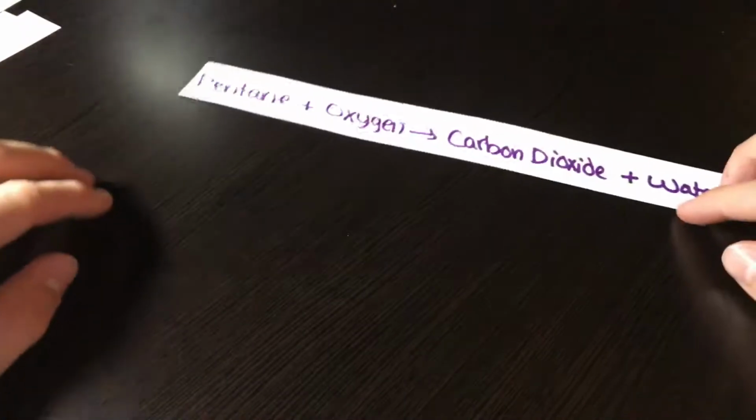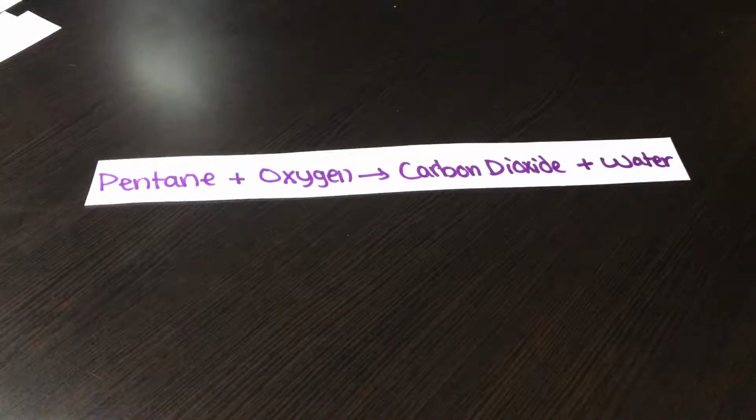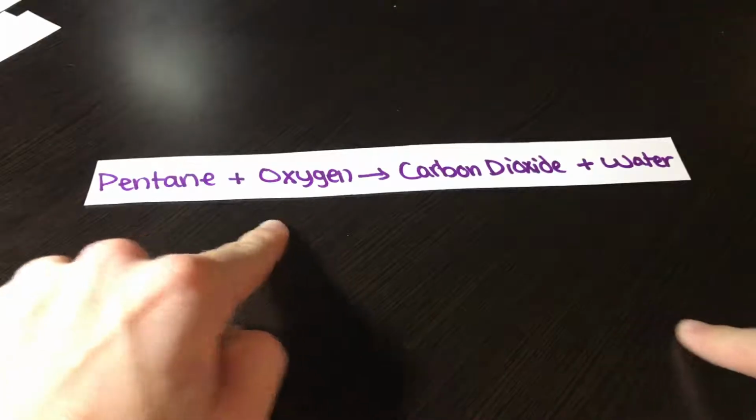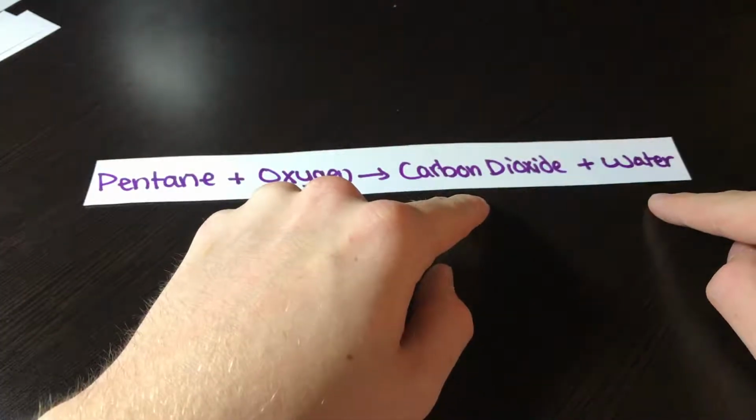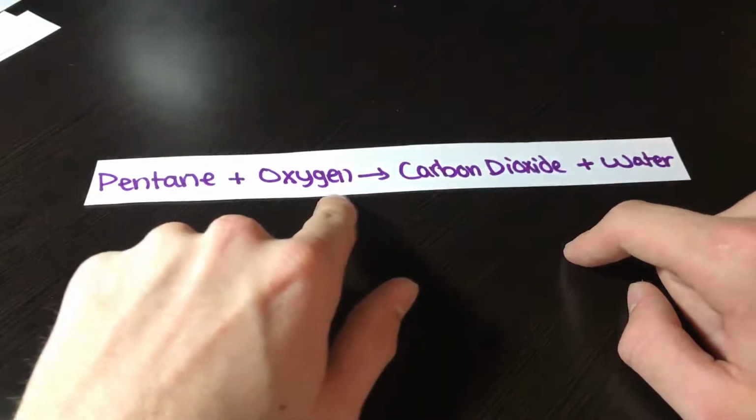So first, since we're going to start in English, here is our first English sentence. It's pentane plus oxygen is equal to carbon dioxide plus water. Without even thinking about these, we can look at these 2 and know that this is a combustion reaction because you result with carbon dioxide and water. So let's see what pentane plus oxygen gives us and see the result.